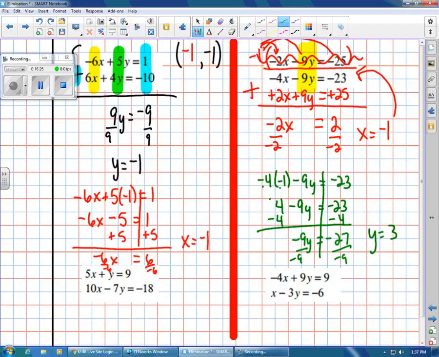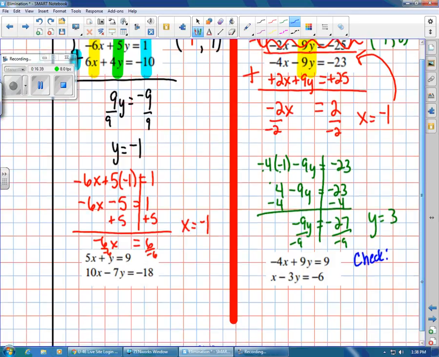So now I write my solution as an ordered pair. My ordered pair is going to be negative 1, positive 3. I, of course, can check my work. I'll check it down here. Hopefully you didn't write as big as me.